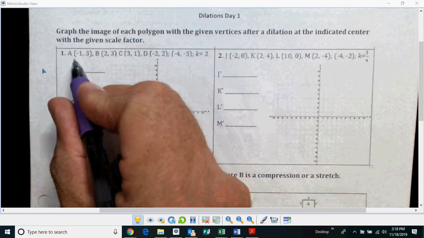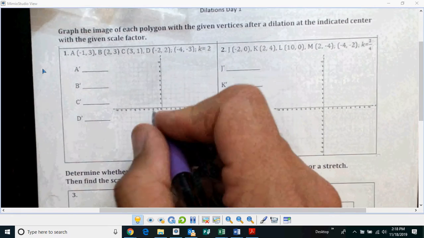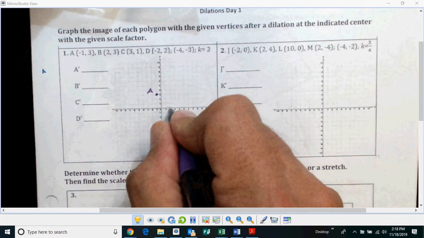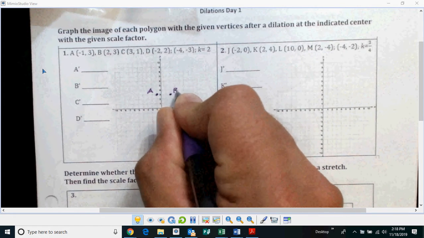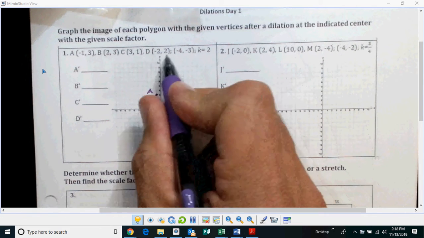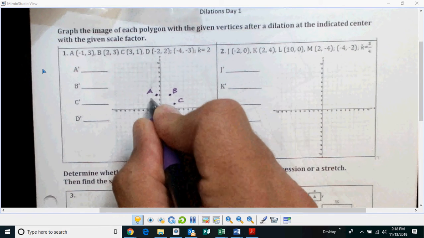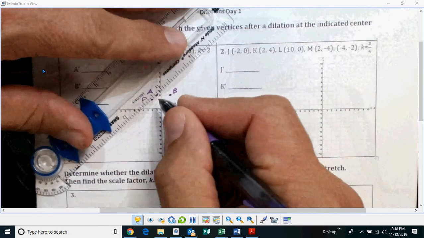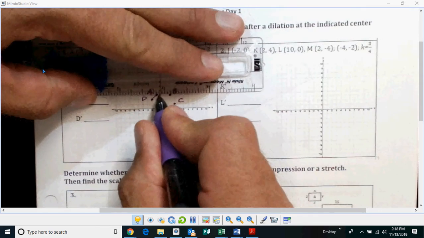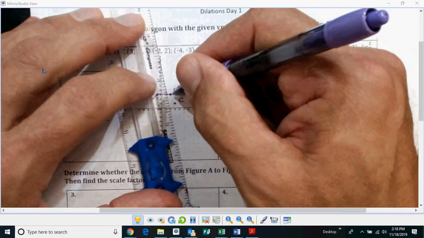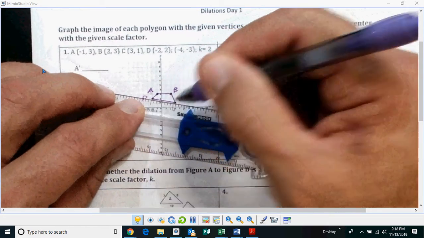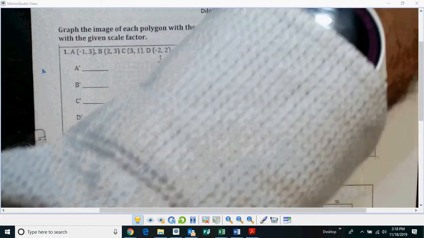All right. So I'm going to start out by plotting A, B, C, D, these points. So minus 1, 3. There's my A. 2, 3 is my B. 3, 1 is my C. And then minus 2, 2 is D. So there's my original shape. Okay? Everybody cool with that so far?